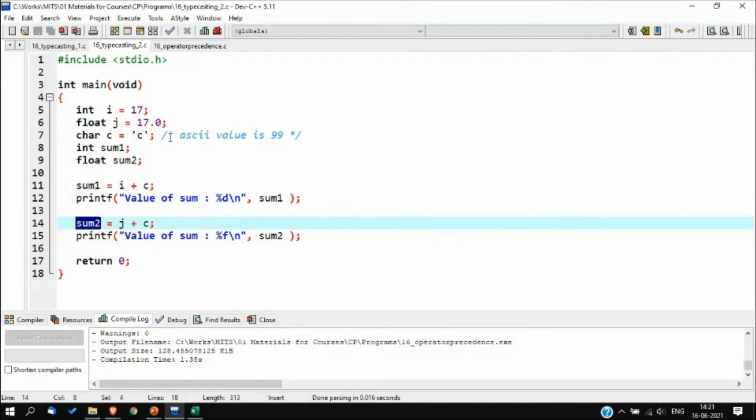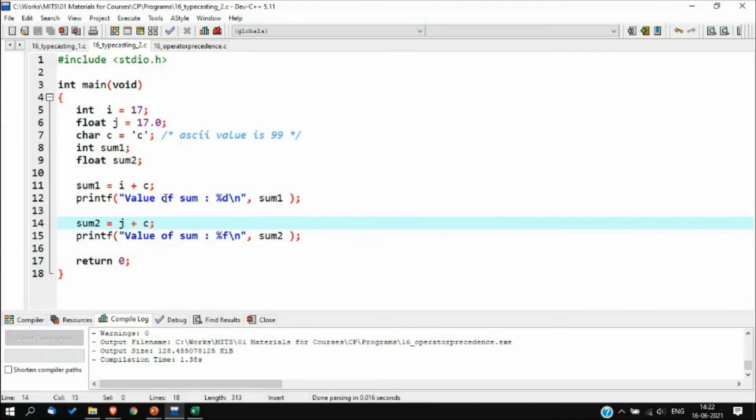17.0, and C is again a character, I mean 99. So in this case, this is a float as well as this is a character. I mean, this is a character which can be converted to integer. So obviously the integer has to be converted to float. That is, J is float, so C will also become float. That is 116. I mean 99 is the integer value of C.